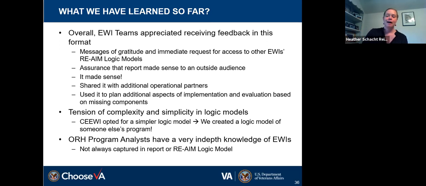Another thing that came across in some conversations with program analysts is that they have, like I said, very in-depth knowledge of all these EWIs. And of course, it's not always captured in the evaluation reports, but it becomes even more apparent in the logic models that it's not being captured. And so I don't know what we do with that information, but it was interesting to see that come across.